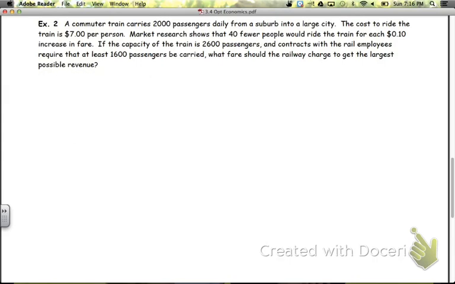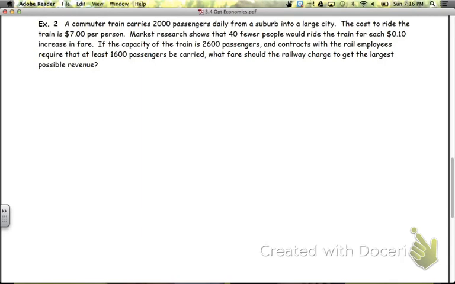A commuter train carries 2,000 passengers daily from a suburb into a large city, so say from Burlington to Toronto. The cost to ride the train is $7 per person. Market research shows that 40 fewer people would ride the train for each 10-cent increase in fare. If the capacity of the train is 2,600 passengers and contracts with the railway employers require at least 1,600 passengers to be carried, what fare would the railway charge to get the largest possible revenue?